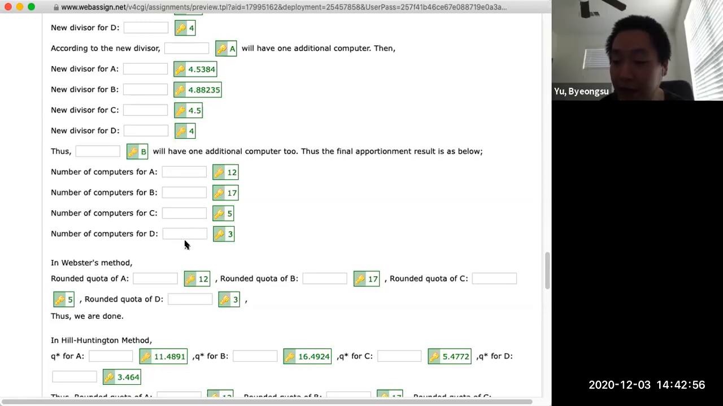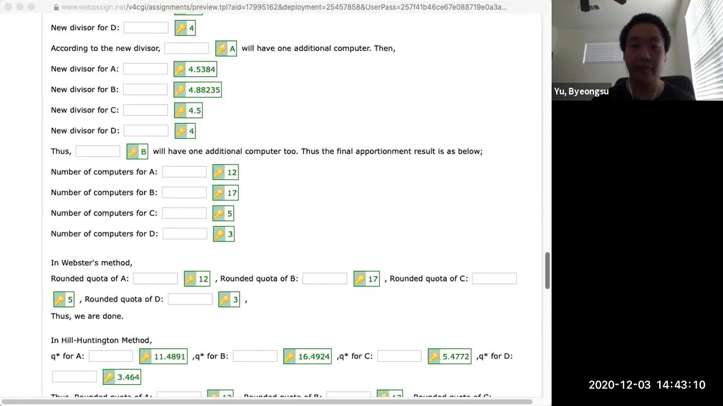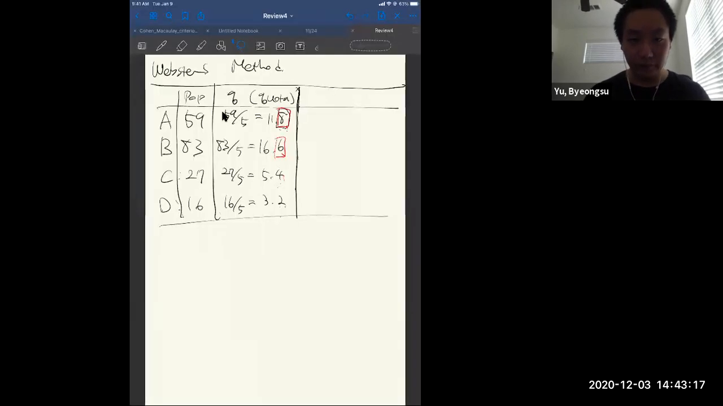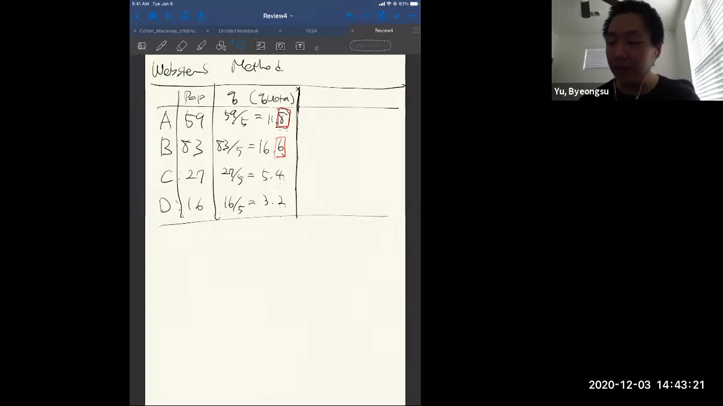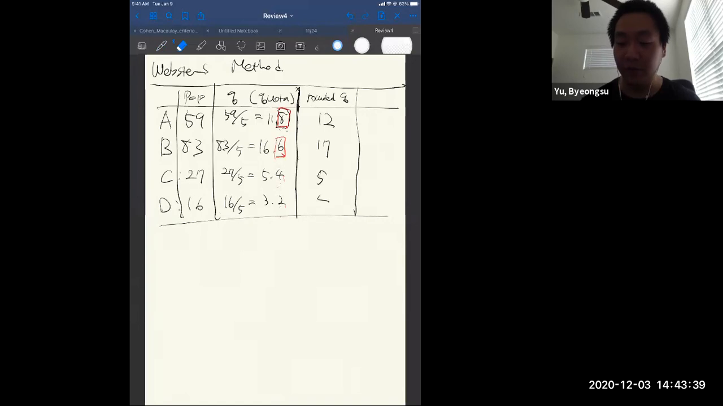Okay, then let's deal with the Webster method. In Webster's method, rounded Q is just rounding to the nearest integer. So instead of 11, it should be 12, and instead of 16, it should be 17. And 5 and 3 are the same because their fractional parts are less than 0.5. If you add all the numbers, you get 37, you are done.